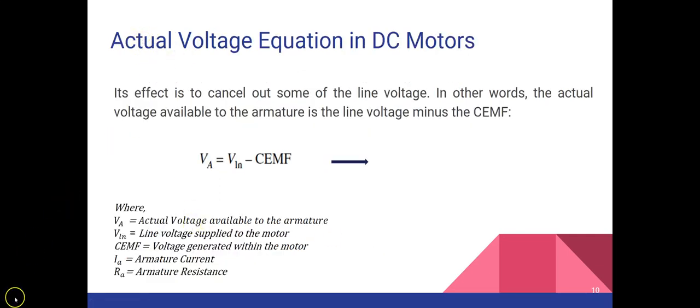Now next is the actual voltage equation in DC motors. Here you see the actual voltage equation, which is given by VA equals VLN minus CEMF, where VA is the actual voltage available to the armature, VLN is the line voltage supplied to the motor, and CEMF is the counter EMF. And this VA can be further written in terms of current and resistance, so you can write it as IA RA, and by this we get the armature current equation.